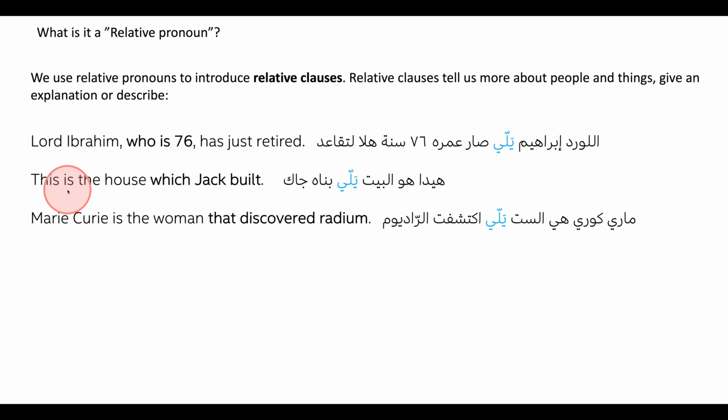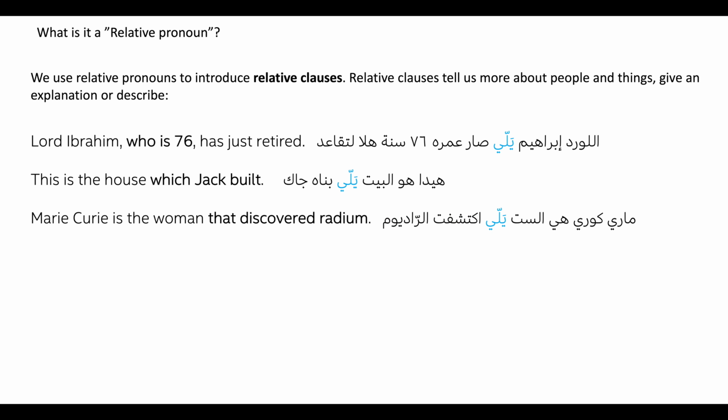So this is the house which Jack built. هيدا هو البيت يلي بنى جاك. And then Marie Curie is the woman that discovered radium. And in Arabic we say Marie Curie هي الست يلي اكتشفت radium.